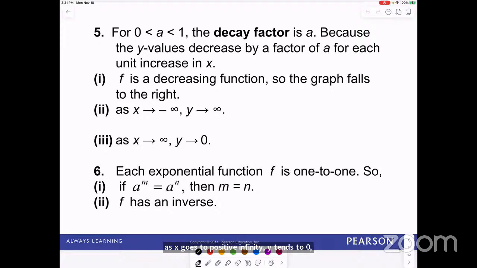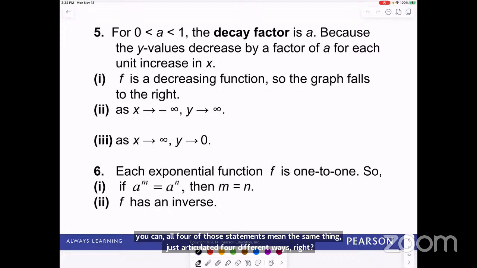Okay. And then for the sixth property, each exponential function is 1 to 1. Let me say this as a side note for right now. For 1 to 1, the following four statements can be used interchangeably. A function is 1 to 1 is the same as the graph passes the horizontal line test, which is the same as every y corresponds to exactly 1 x, which is the same as the function has an inverse. So whenever one of those is true, all four of those statements mean the same thing, just articulated four different ways. Let me say that one more time.